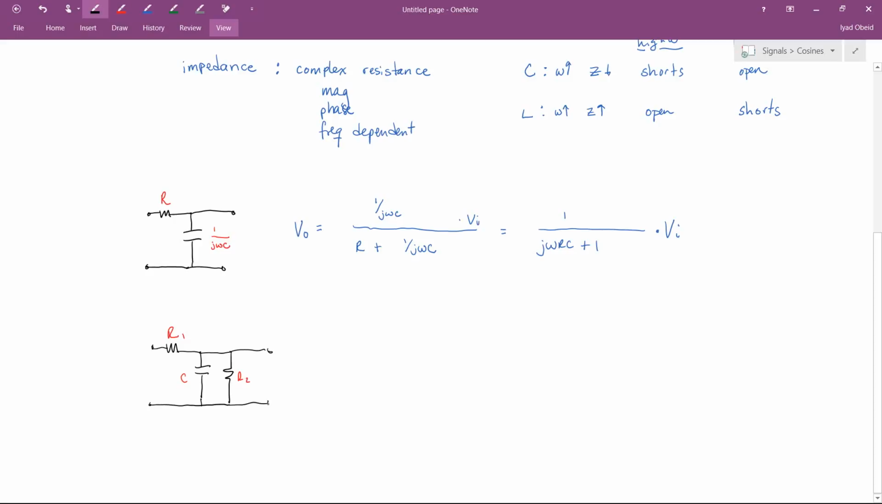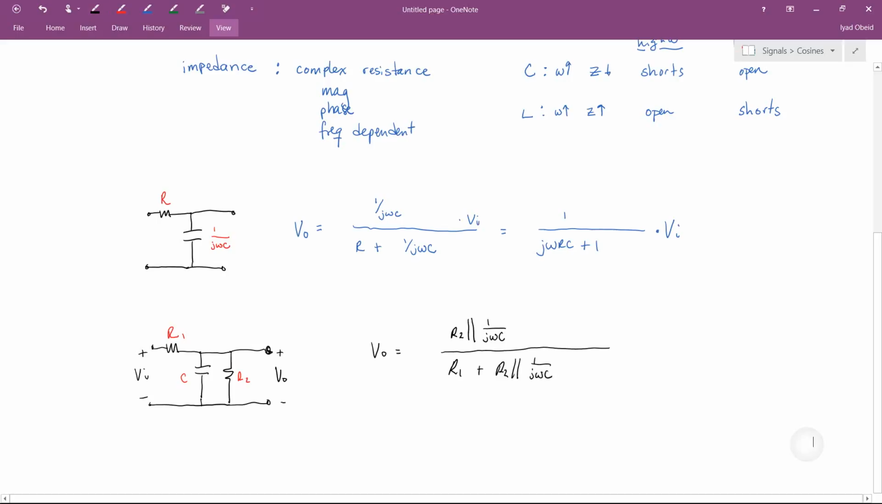Let's assume that the output voltage is over here at the right. That's sort of our standard notation. So this will be V out. This will be V in. And now our output voltage can be expressed simply as R2 in parallel with 1 over j omega c, all over R1 plus R2 in parallel with 1 over j omega c.